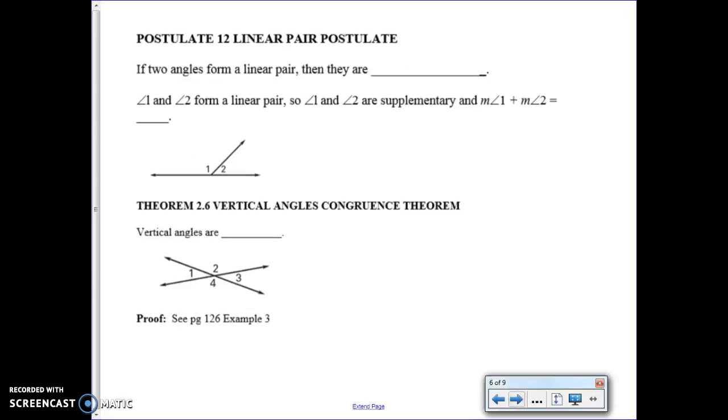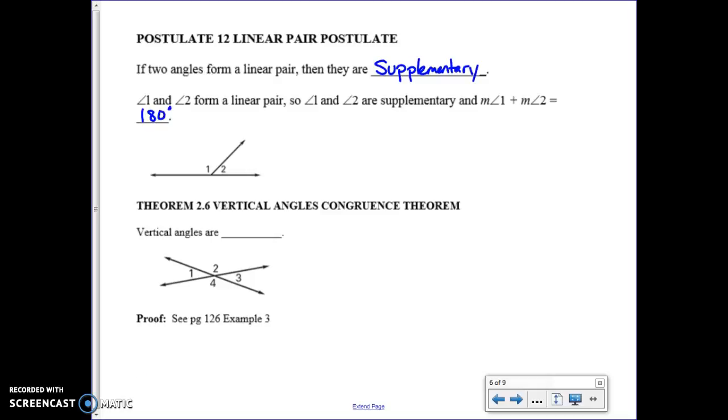Okay, linear pair postulate. This is something I think we have used a lot, we just didn't have a name for it. So the linear pair postulate just tells you that if two angles form a linear pair, then they are supplementary. So angle 1 and angle 2 form a linear pair, angle 1 and angle 2 are supplementary, so the measure of angle 1 plus measure of angle 2 equals 180 degrees.